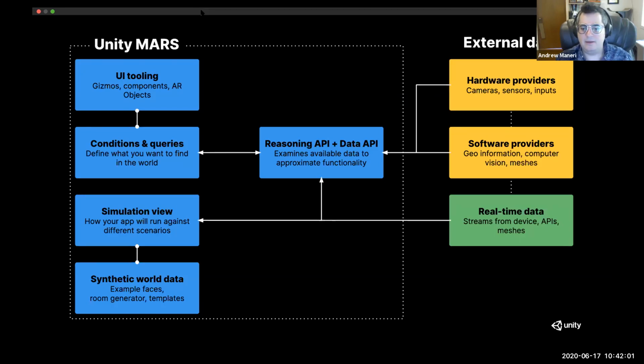A reasoning API could say, if I have 2D object semantic tagging and I have planes, here's a script that'll figure out where the two line up in 3D space and start tagging my planes. That's an example of a reasoning API you can write. And then all of this data, regardless of where it comes from, is accessed through our conditions and queries. And anything in our simulation view is also piped in through that same data interface. So it all looks the same to Mars.